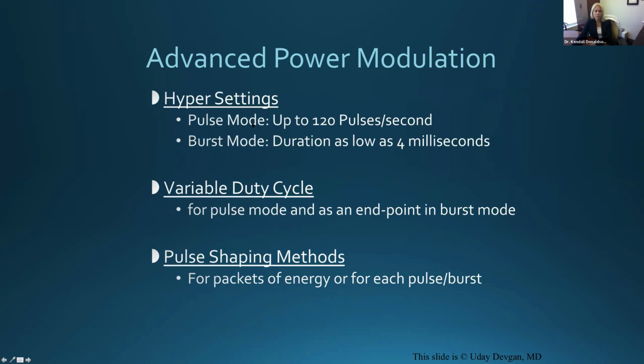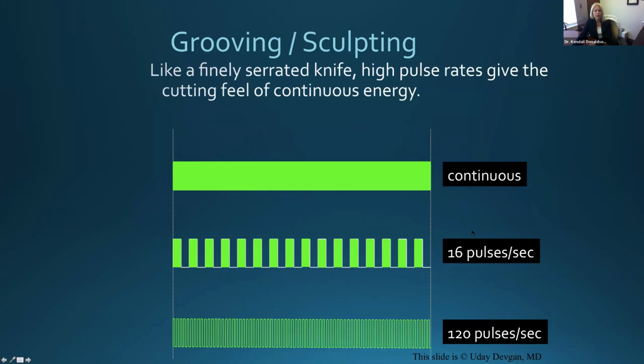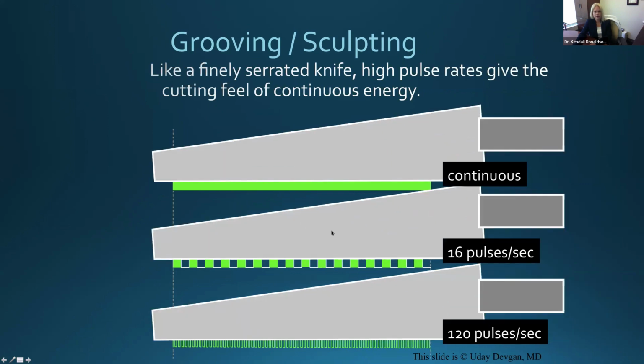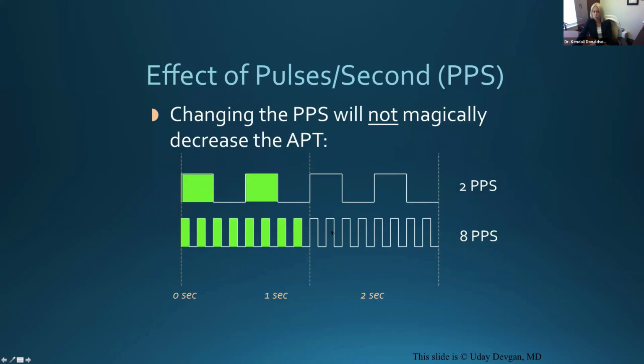So you can have these hyper settings, which are advanced, you know, the pulse modes, up to 120 pulses per second. So in burst mode, your duration as low as 4 milliseconds. You can set your duty cycle, how long it's going to be on versus off. And then there's some pulse shaping I'm going to show you in a second. So here again, we're conserving energy by having some packages where we're releasing energy and at times when we're not releasing energy. And that can be really modified per each individual surgeon.